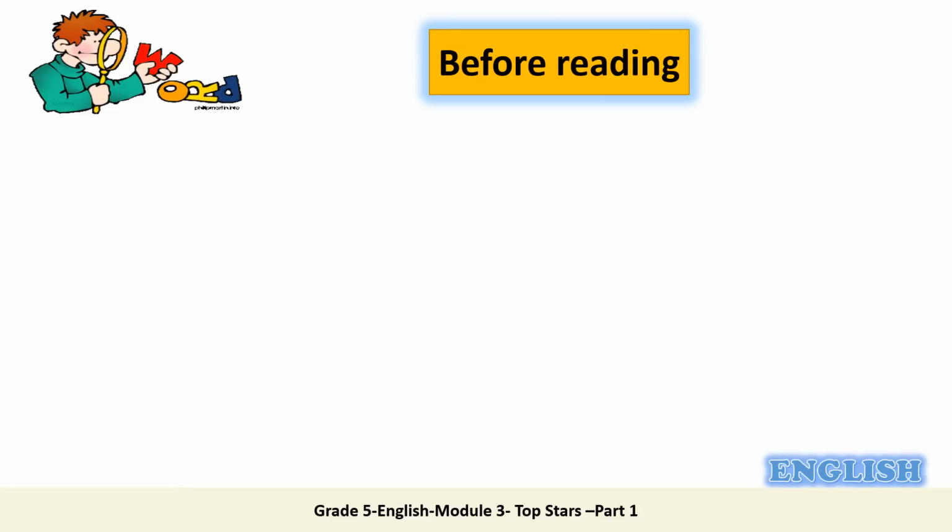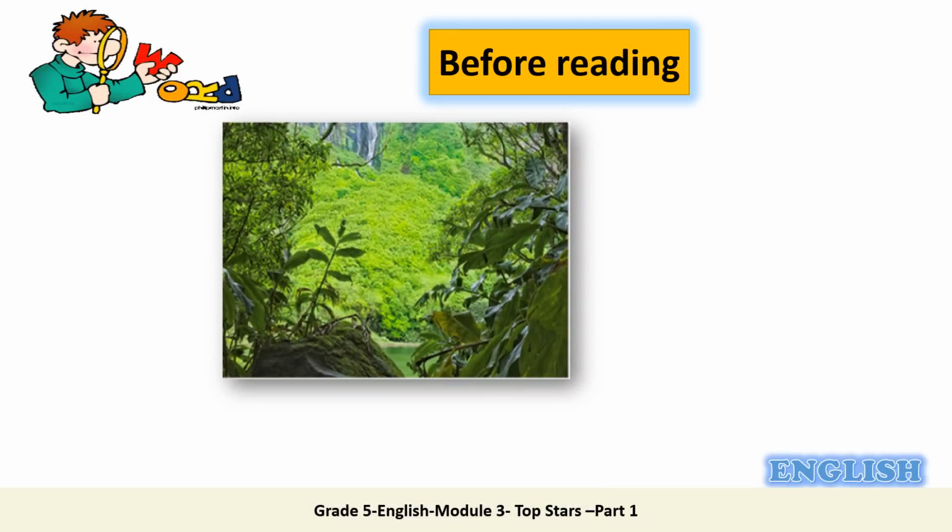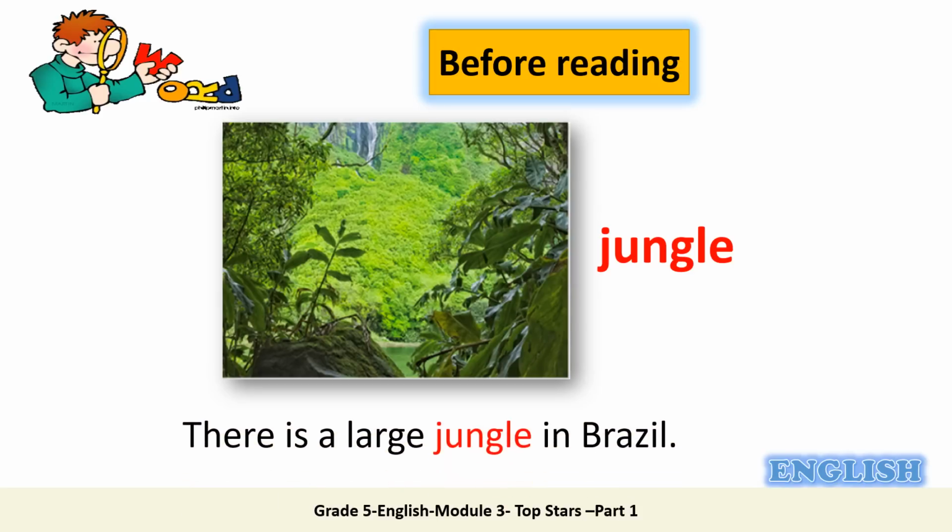Before reading, we are going to learn some new words that can help us read easily. Can you describe this picture? Is it a garden? I think it is something bigger than a garden. It is jungle. Here is an example. There is a large jungle in Brazil. Jungle here is a noun.